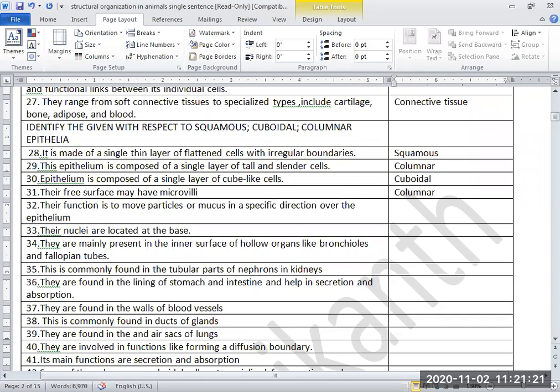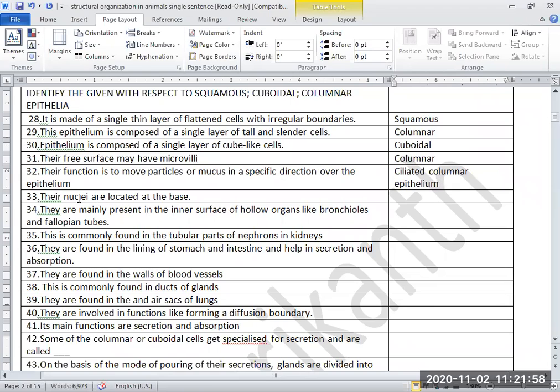Okay. Next, their function is to move particles or mucus in a specific direction over the epithelium. A ciliated columnar epithelium has this property, that it moves the particles or mucus in a specific direction over the epithelium. Their nuclei are located at the base.